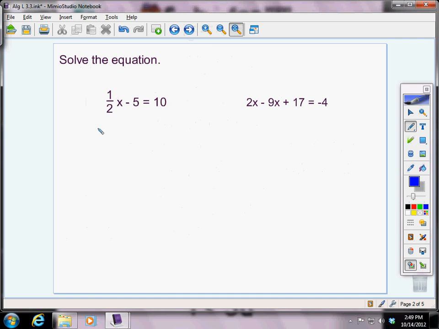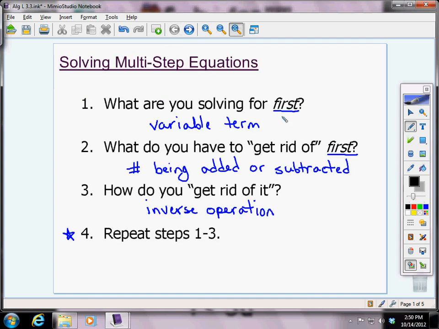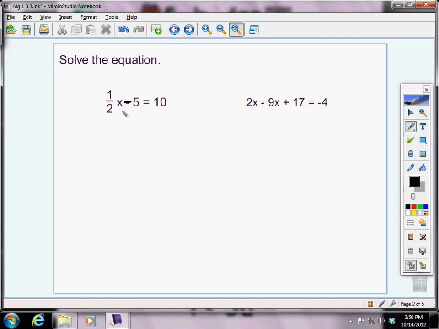Let's look at this first equation here. We have 1/2 times x minus 5 equals 10. So our first question is, what are we solving for first? And it's a variable term. We want to solve for x, but since we have 2 things going on here, 1/2 times x, and then we minus 5, it's a multi-step equation. So let's solve for a variable term. Let's solve for the 1/2 x.